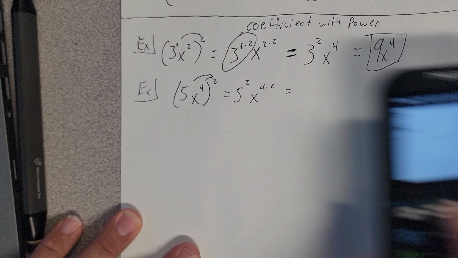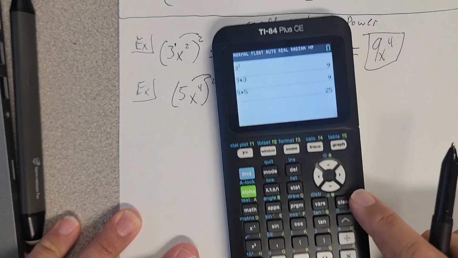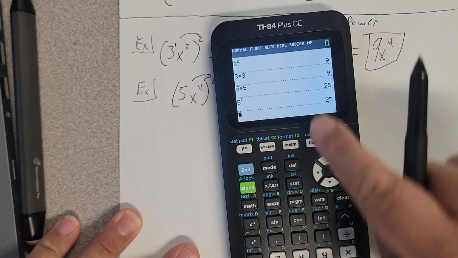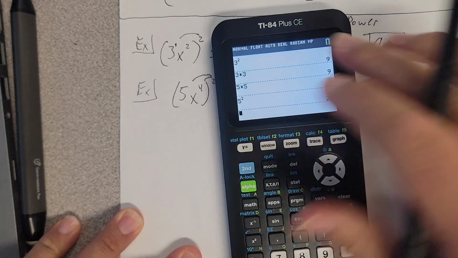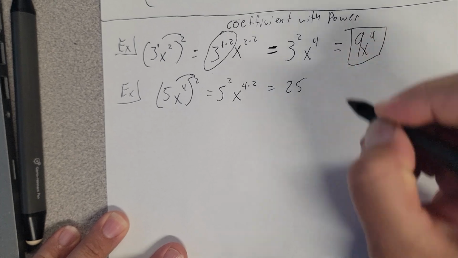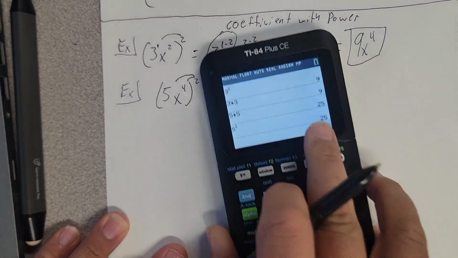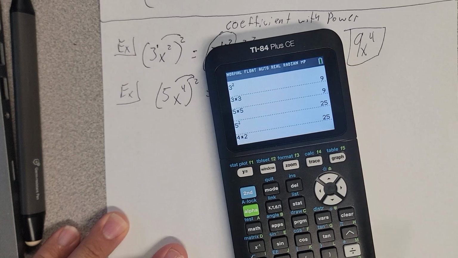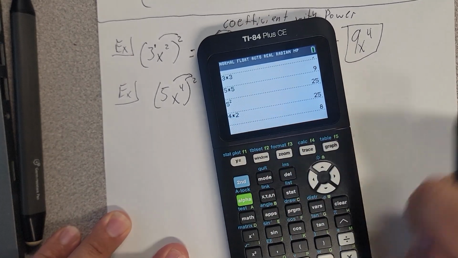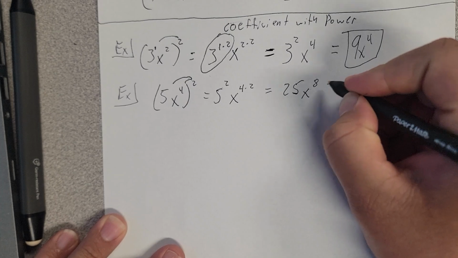So 5 squared, that's 5 times 5, like that. All right, 5 squared. It's 25. Do not put 10. That's the number one mistake a lot of people do. All right, so I'm going to put 25. Then what is 4 times 2? Just put that. It's a regular calculator problem. So I'm going to have x to the 8th power. That's it.